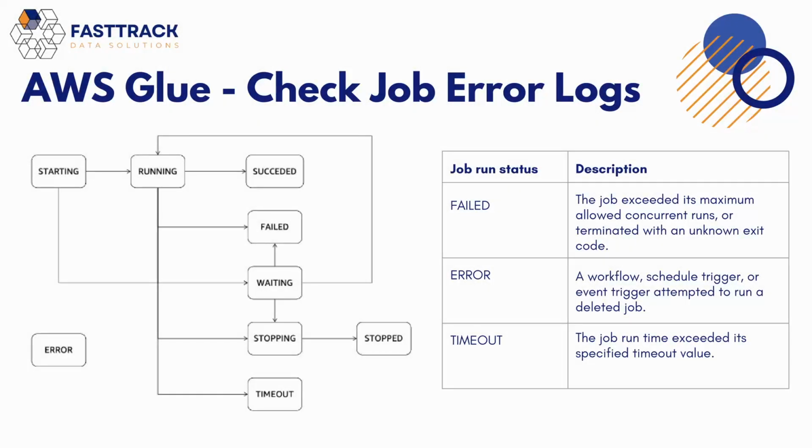Now, on how to check the job run statuses, here you can see the diagram on how the job run statuses work. Failed: the job exceeded its maximum allowed concurrent runs, or terminated with an unknown exit code. Error: a workflow, schedule trigger, or event trigger tried to run a deleted job. Timeout: the job ran longer than the specified timeout and was automatically stopped.